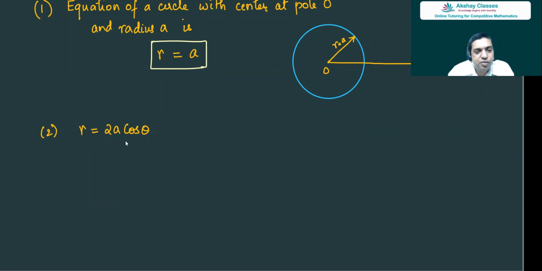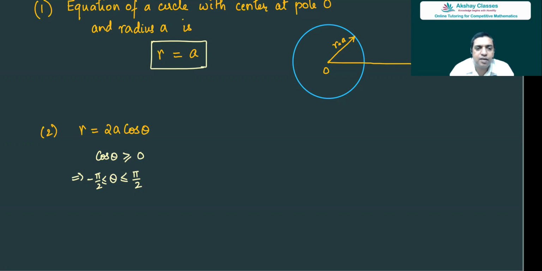So for this equation to be valid, cos theta has to be positive. How to trace this curve? We have to see. Cos theta must be greater than or equal to 0, which means theta has to lie between minus pi by 2 and pi by 2. Only then it is possible. It cannot lie in pi by 2 to 3 pi by 2 where cos is negative.